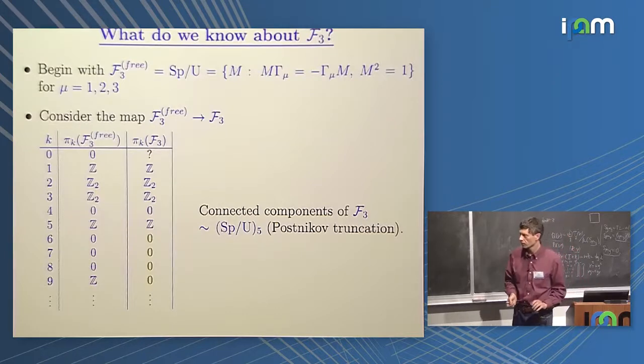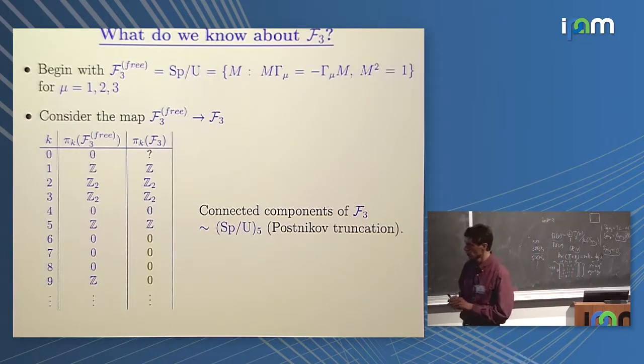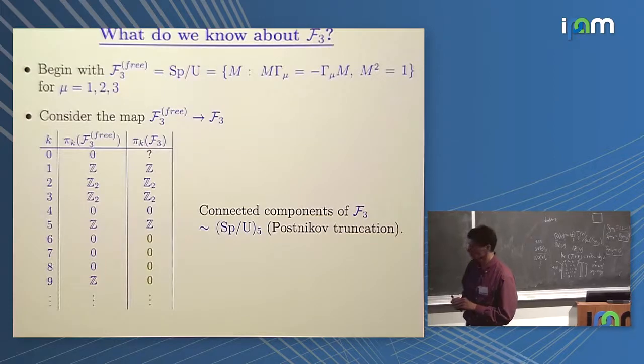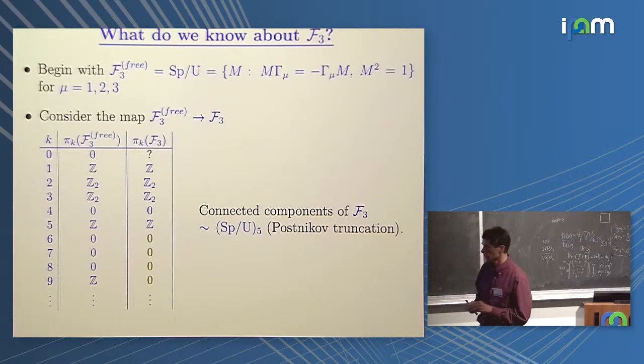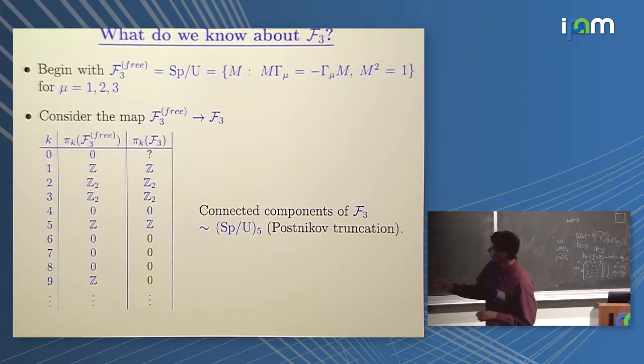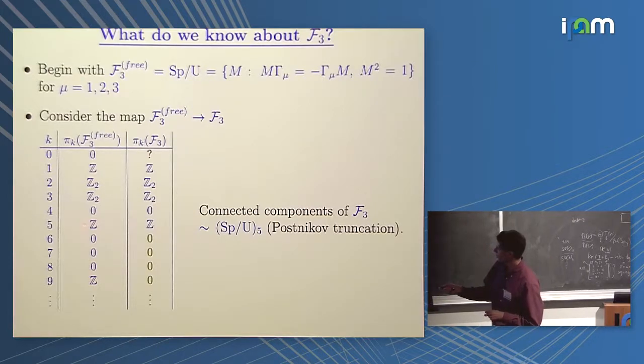Alexei, could you explain why you know so much about F3? I mean, all the numerology that you just explained has to do with starting with F3, right? Yeah. How is it that you know F3 is SP over U, but you don't know the other phases? The free part? Yeah, the free part is completely known. Then there is this map that is an isomorphism on the homotopy groups up to here, and then it vanishes. Okay, but maybe you could explain the numerology.